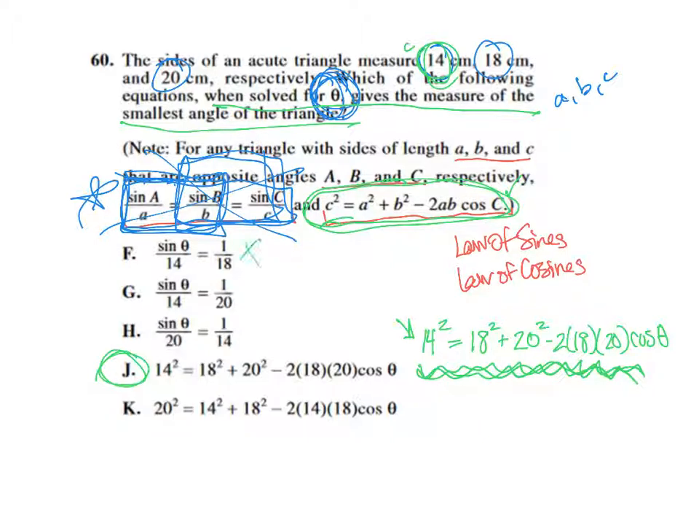So F, G, and H would have been out right away because that's the law of sines. Again, I only knew one angle. The law of sines requires that you know two angles, or know one and then you're solving for another. And then K would be out because side 20 would be opposite the largest angle, and theta was supposed to be the smallest angle.